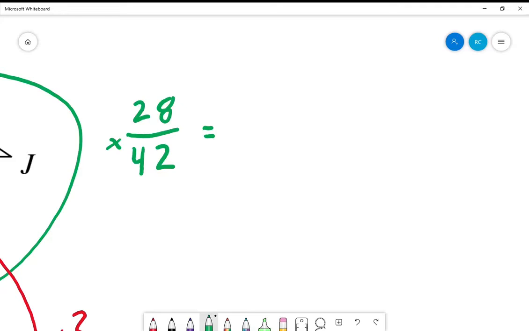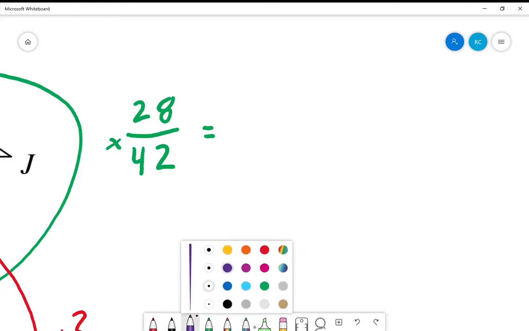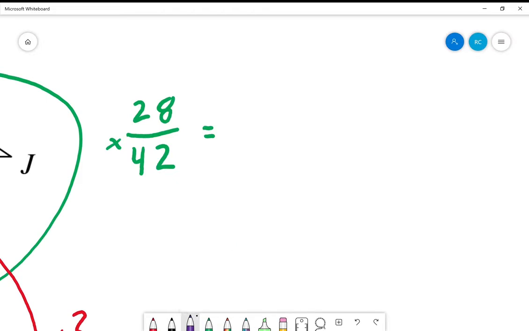So I know all of you have done a factor tree before. We're going to do a little miniature factor tree right here. 42 is, let's say, 2 times 21. That's not the only way you could have done it, but 2 is prime, 21 is 3 times 7. So we've got 2 times 3 times 7 on the bottom. 28 is 7 times 4. 7 is prime, 4 is 2 times 2.